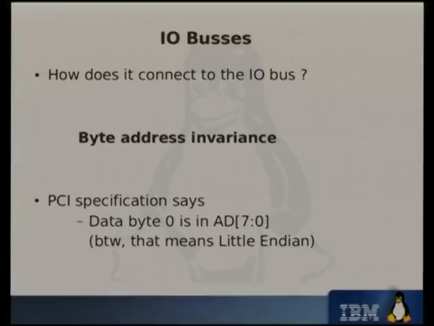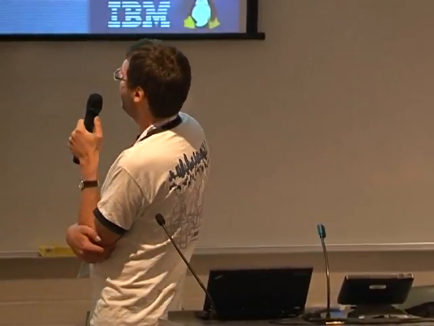Which means that when you connect that to your I/O bus, the one rule that has to be respected, and I know people make mistakes in the lab, but they really have to get that right, is called byte address invariance. You need to make sure that the right byte ends up in the right place. So you look at your PCI spec and it says data byte 0 is in AD[7:0]. That tells you which physical lines on your PCI bus contain byte 0, and so that tells you what set of lines on your CPU you need to connect those physical lines to.